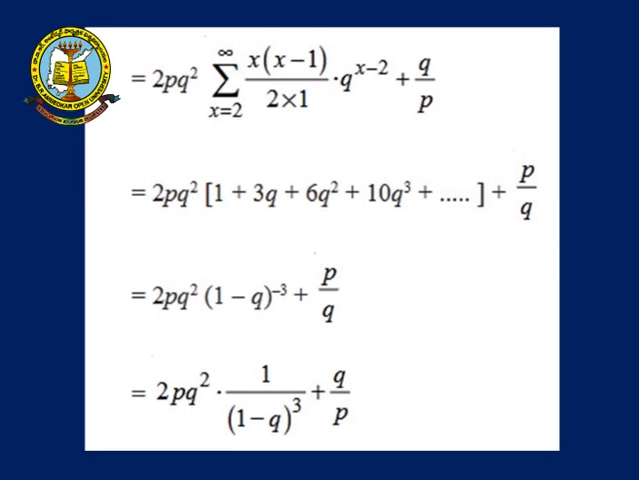Simplification: 2 into p q square, that is the summation of x is equal to 2 to infinity of x into x minus 1 by 2 factorial, 2 into 1, then q power x minus 2, plus q by p. Expansion of the above equation: 2 p q square into the summation of x into x minus 1 into q power x minus 2 plus q by p. The expansion I am writing here is 1 plus 3q plus 6q square plus 10q cube and so on, plus q by p. Earlier, for 1 minus q whole power minus 2 we wrote it when the value was 0. So here, when it is 2, it is 1 minus q whole power minus 3, plus q by p.